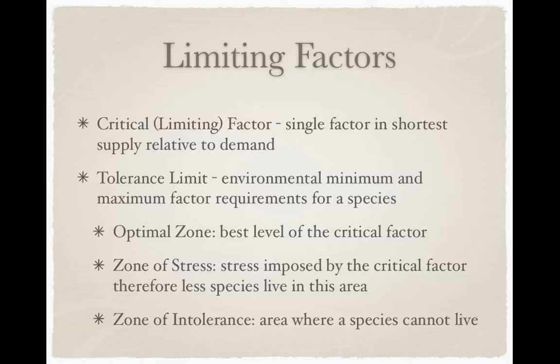Limiting factors are often what cause population adaptations and natural selection. Limiting or critical factors are a single factor that is in the shortest supply relative to its demand. It also includes factors that might be outside of the organism's tolerance limit. A tolerance limit is the environmental minimum and maximum that a species requires to survive.